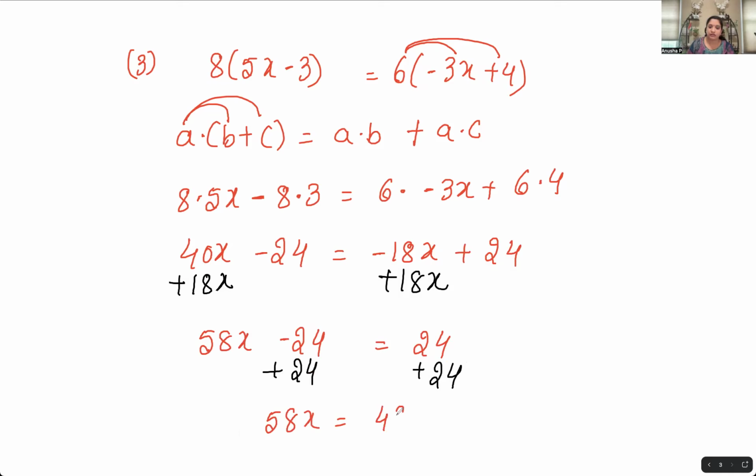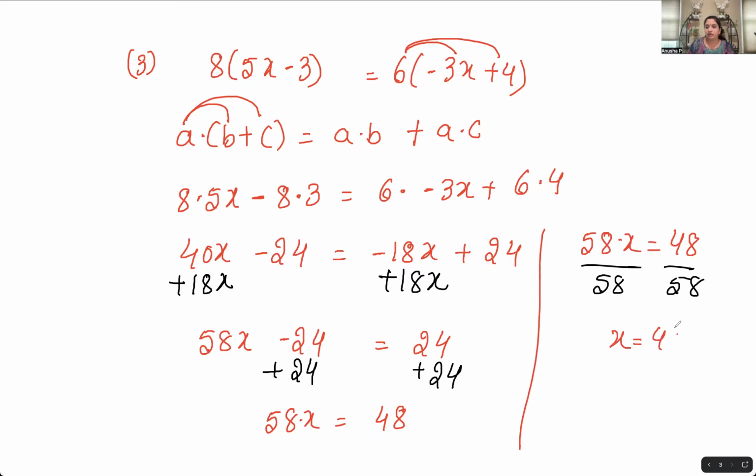58x is equal to 48. 58 times x is equal to 48. The reverse operation for multiplication is division. We are dividing by 58 on both the sides. X will be equal to 48 over 58, or we can simplify it because both the numbers are even numbers. They both are divisible by 2, which is 24 and 29. So x equal to 24 over 29. Okay.